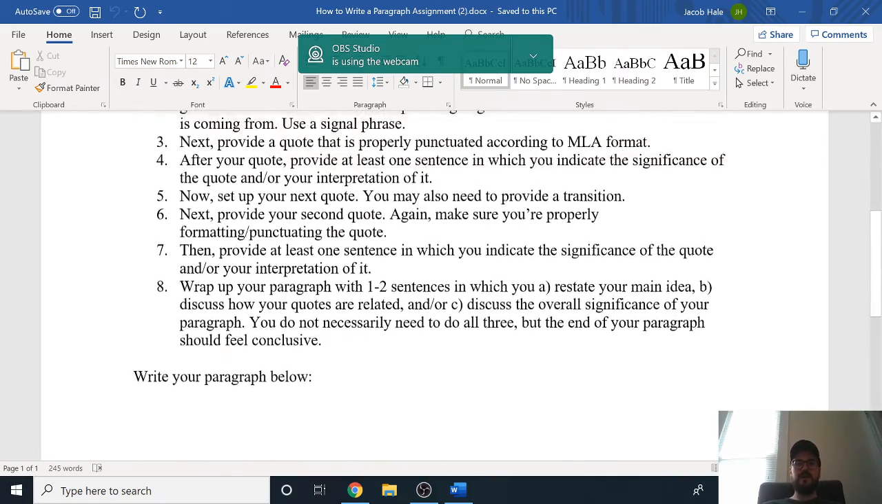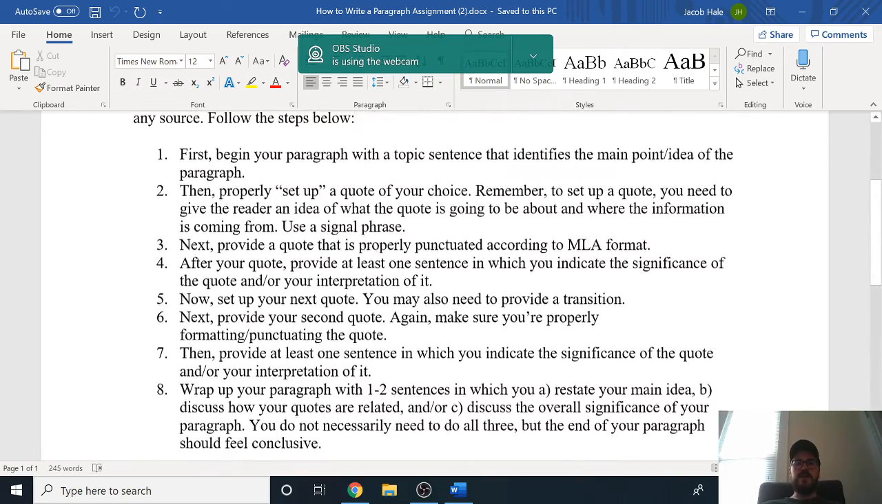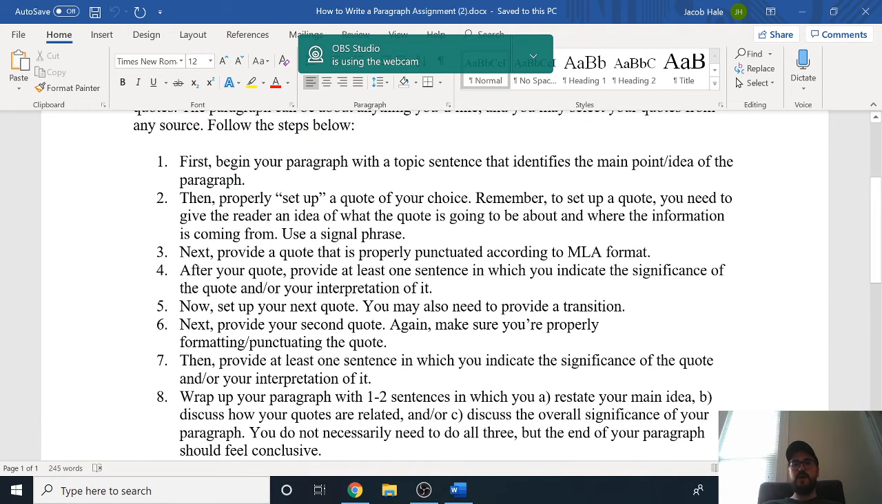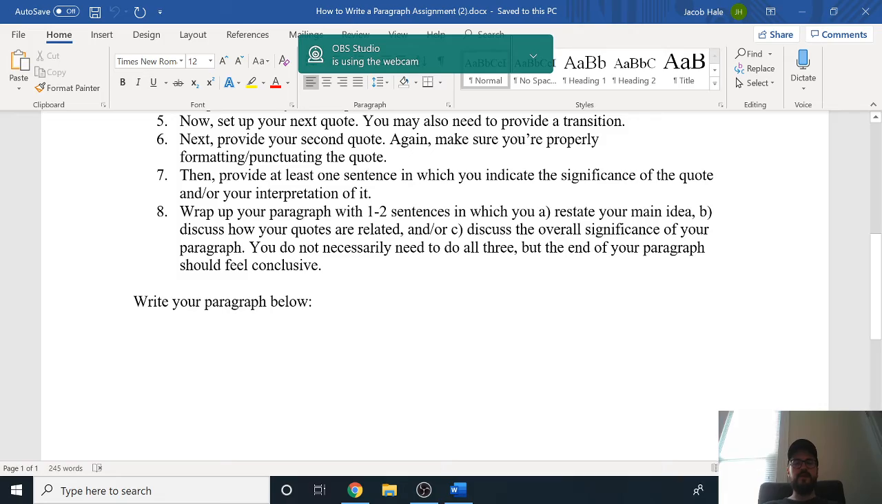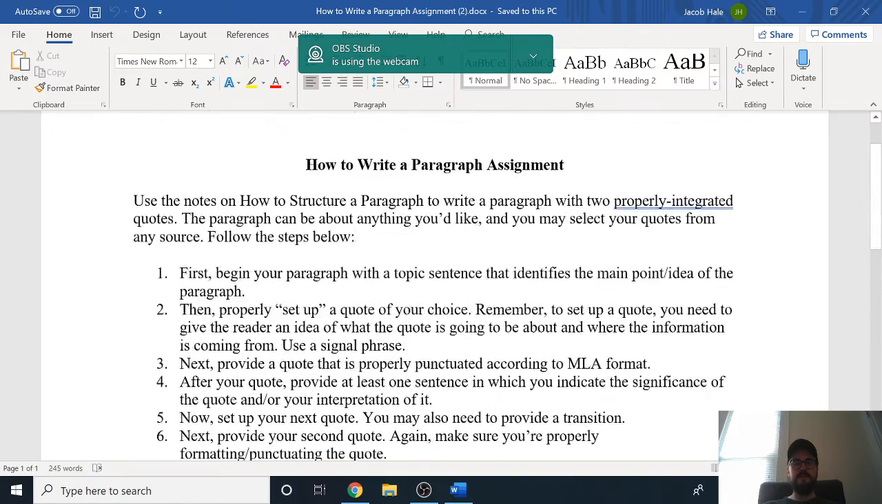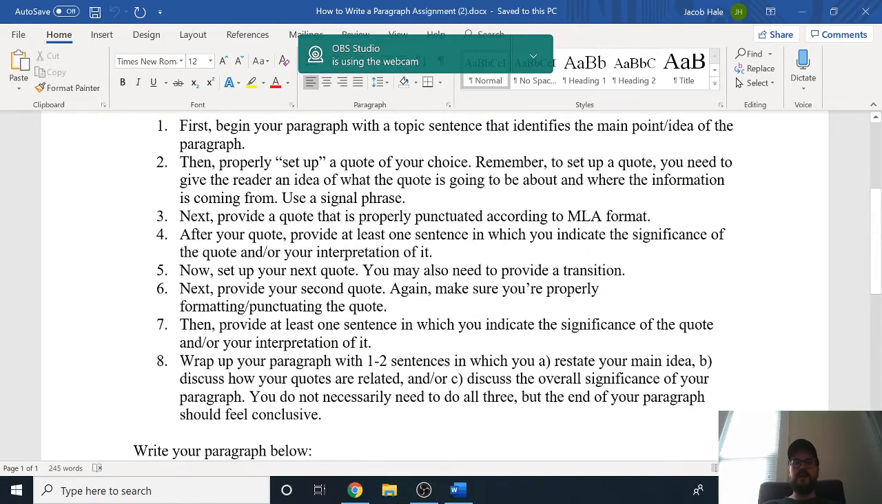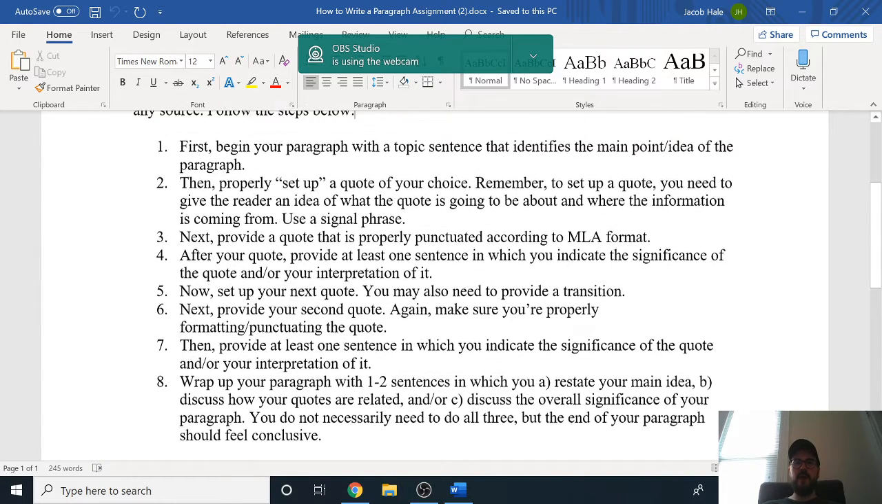Now, the instructions here, you'll see that there's a lot going on here. 8 steps is kind of a lot. But basically, this is just asking you to do everything that I just walked you through in those notes. So let's take a look here. So first, when you write your paragraph, and you're going to write your paragraph in this space down here, you want to begin with a topic sentence that identifies the main point or the main idea of the paragraph.